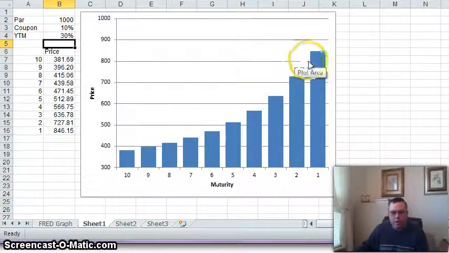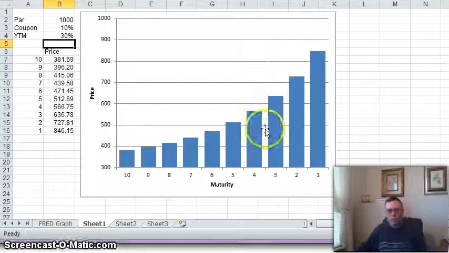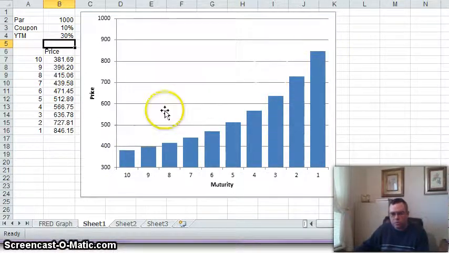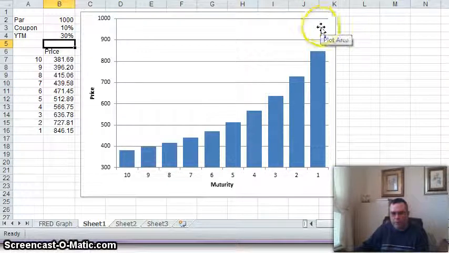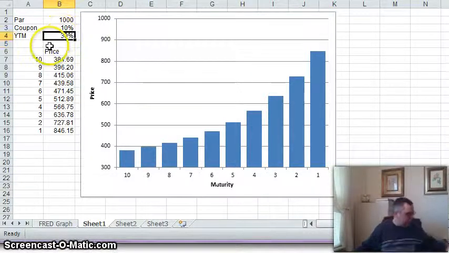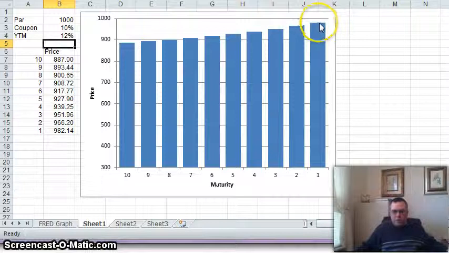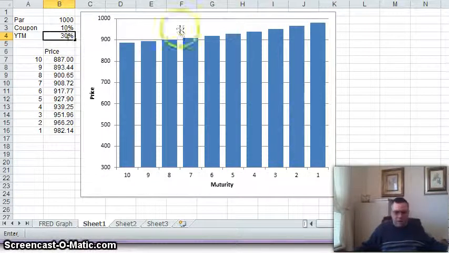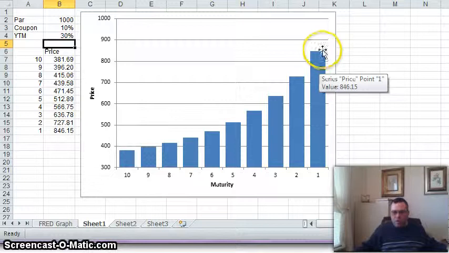The concept we're looking at, first off, we already know yields go up, prices go down. The next concept is that there's a different relationship between how short-term bonds move and how long-term bonds move. This short-term bond was about right here when we started. If I move this back to 12, it was up here at about $990. When I move this to 30, it drops down to about $800.